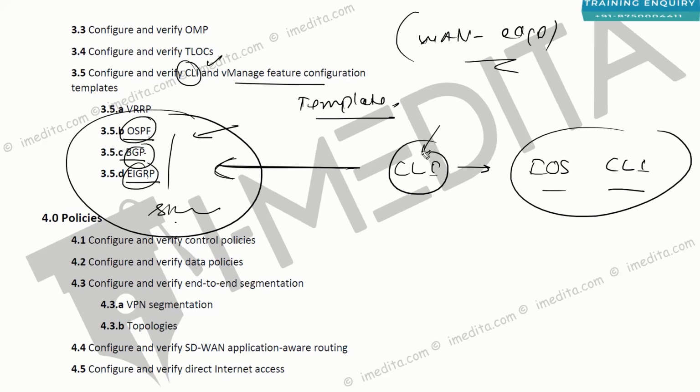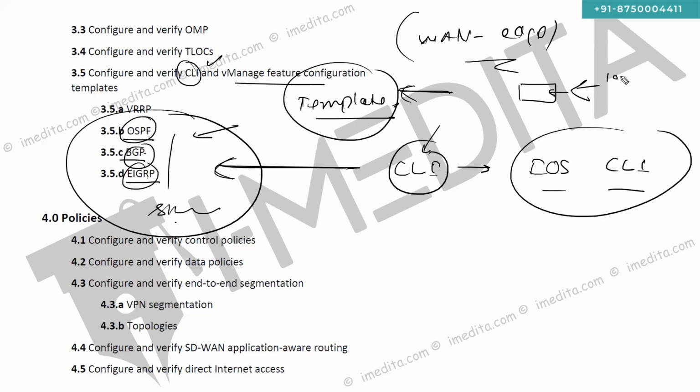But the main power of the Cisco SD-WAN comes from this template. We are going to create one configuration template, and we can push this configuration template maybe on 1,000 devices, so that we don't need to do the same configuration again and again on 1,000 devices via CLI. So we will talk about how can we push the configurations with the help of the templates and all. What is OMP, what is T-lock, and all that we will talk about.